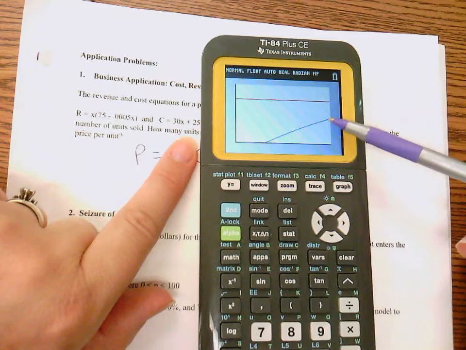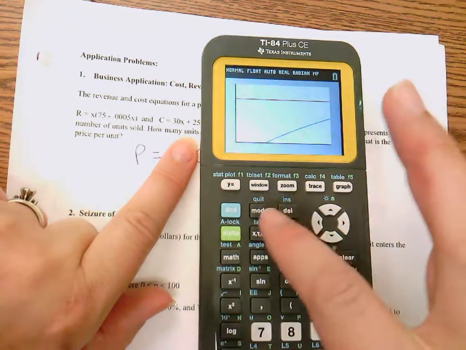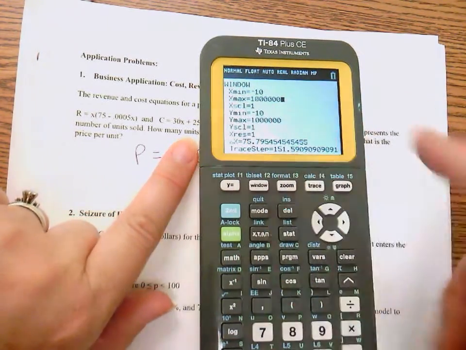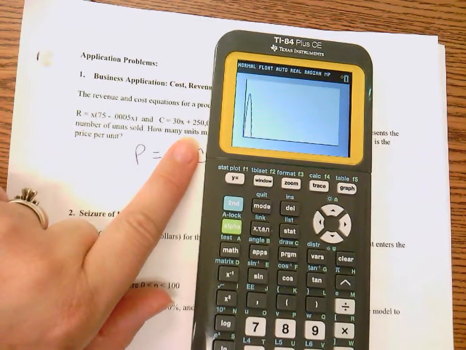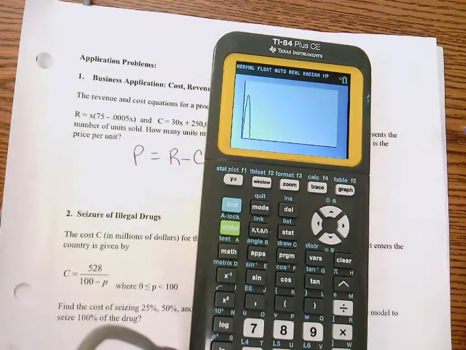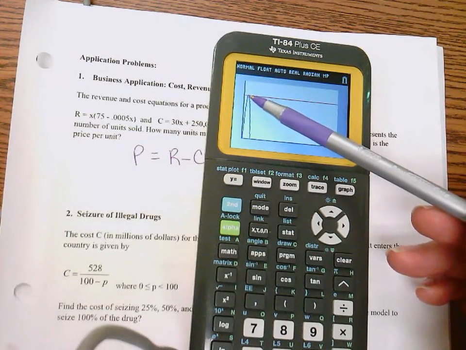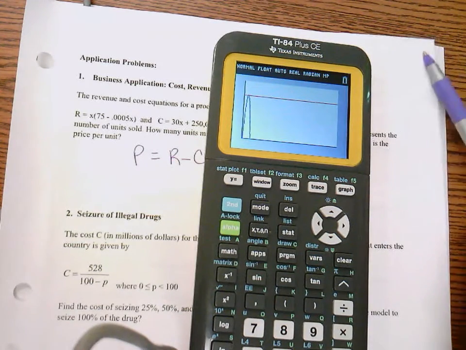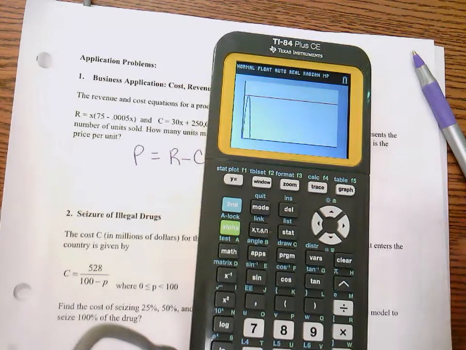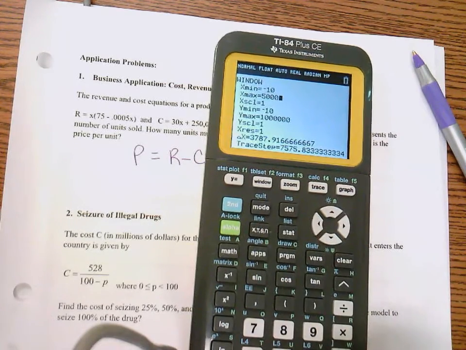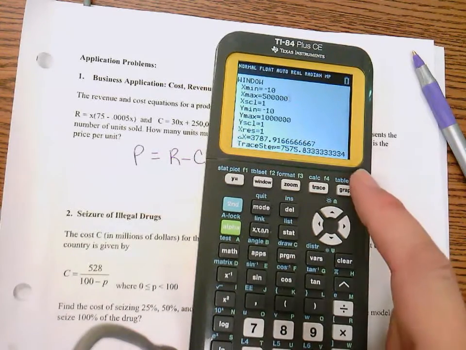I want to see where this blue line gets above the red line. So I'm going to go back to my window. How about we do 1 million products. Okay, so 1 million for my X max. So now I'm too far out. There's my little tiny blip above 750,000. Looks like I have to get a little bit closer. So I'm going to go back to my window and do 500,000 and see if I can get closer.